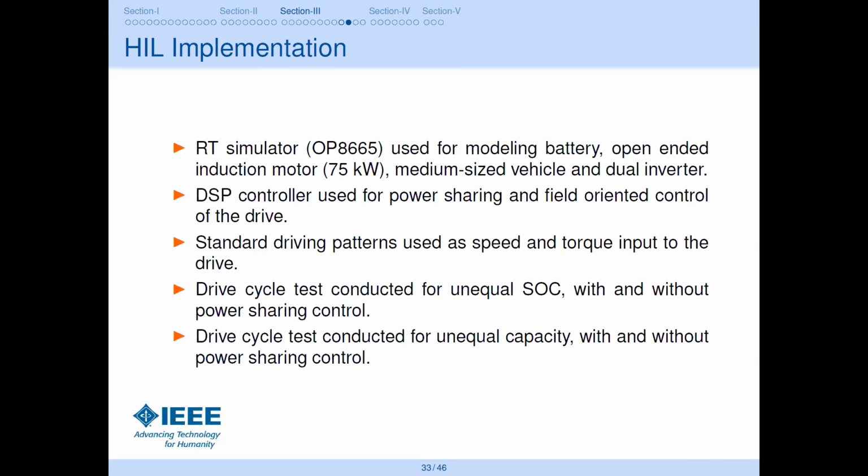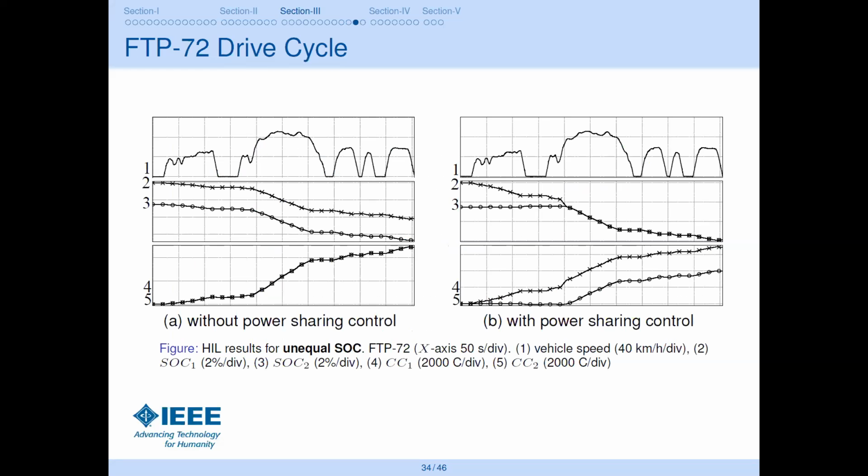And the drive cycle test was conducted for unequal SOCs, because whenever you talk about batteries, you're talking about SOCs, that is state of charge in the batteries. So it has been tested for unequal SOC with and without power sharing control. And the drive cycle has been tested for unequal capacity of the battery also. That means unequal capacity, the AH rating of the battery, with and without power sharing control. So that's what I was talking about.